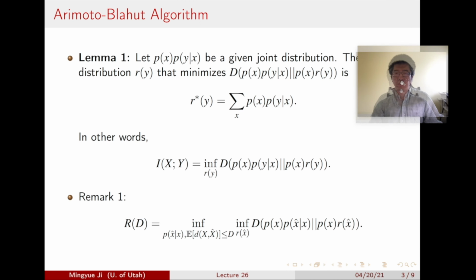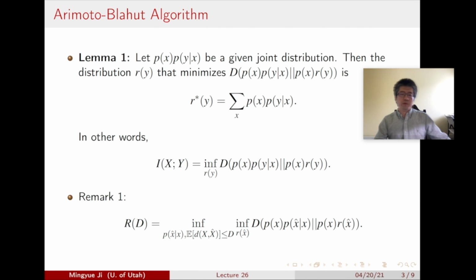So basically, the Arimoto-Blahut algorithm. The reason we have this algorithm is that we have seen the analytical method to compute the rate distortion function is very complicated, right? Because we need to determine the good letters and bad letters. This is a combinatorial problem, which can be very hard. Therefore, we want some numerical approach to compute the rate distortion function. So basically, Arimoto-Blahut is a way to do that.